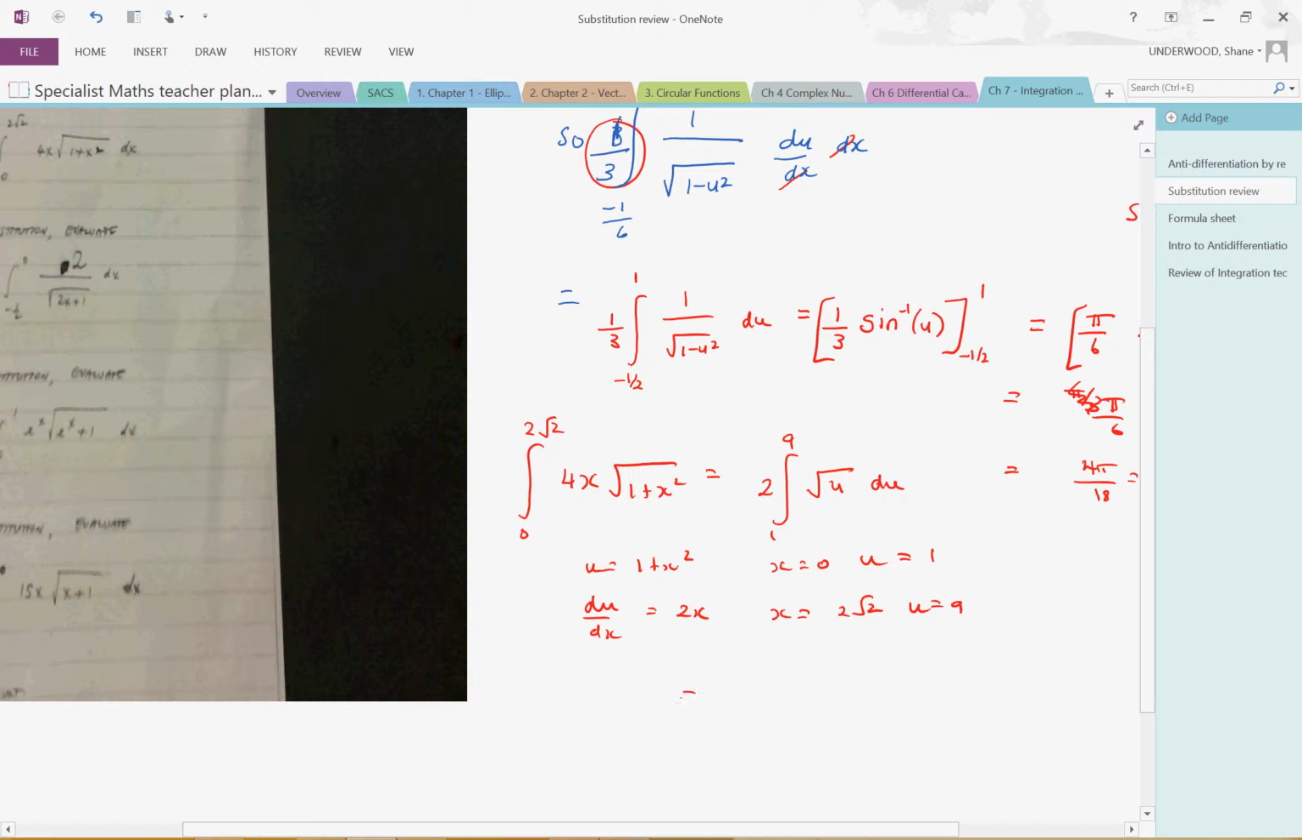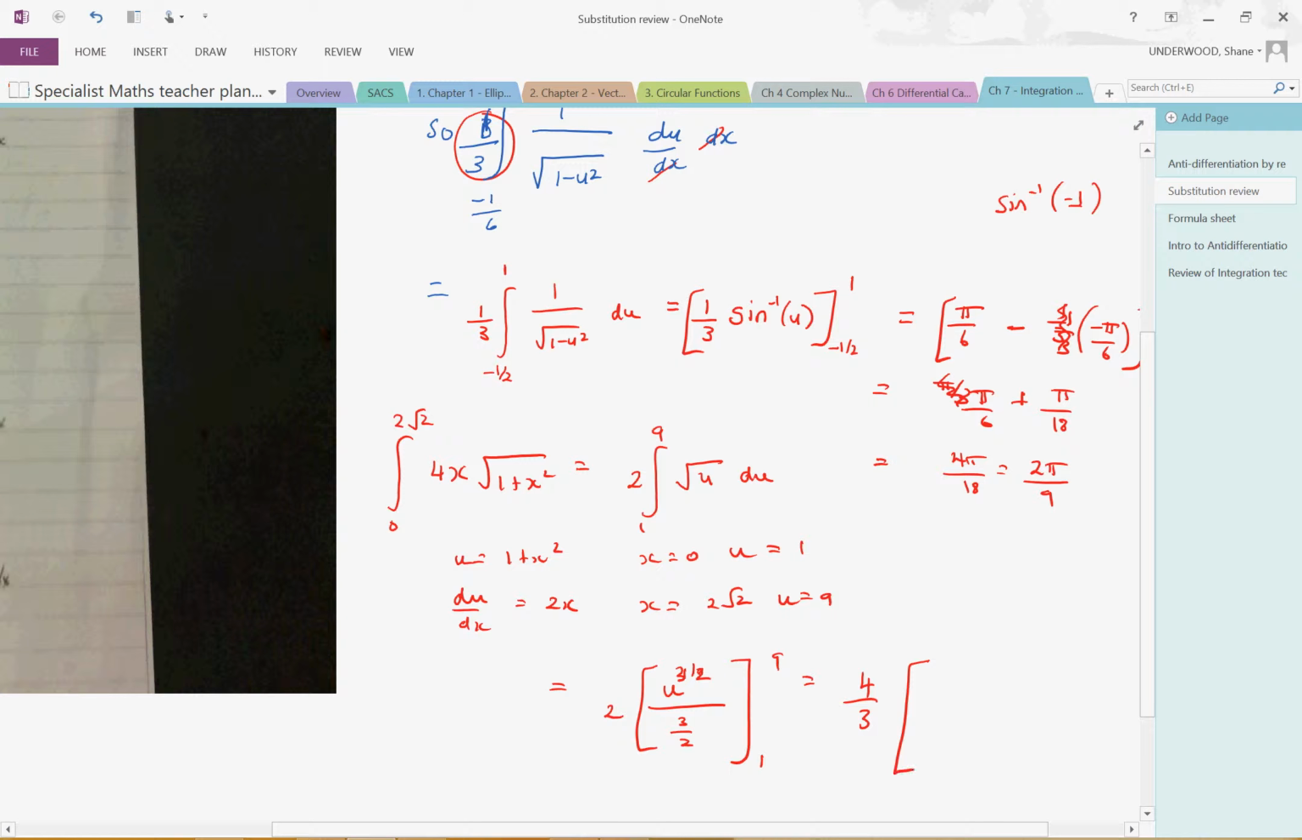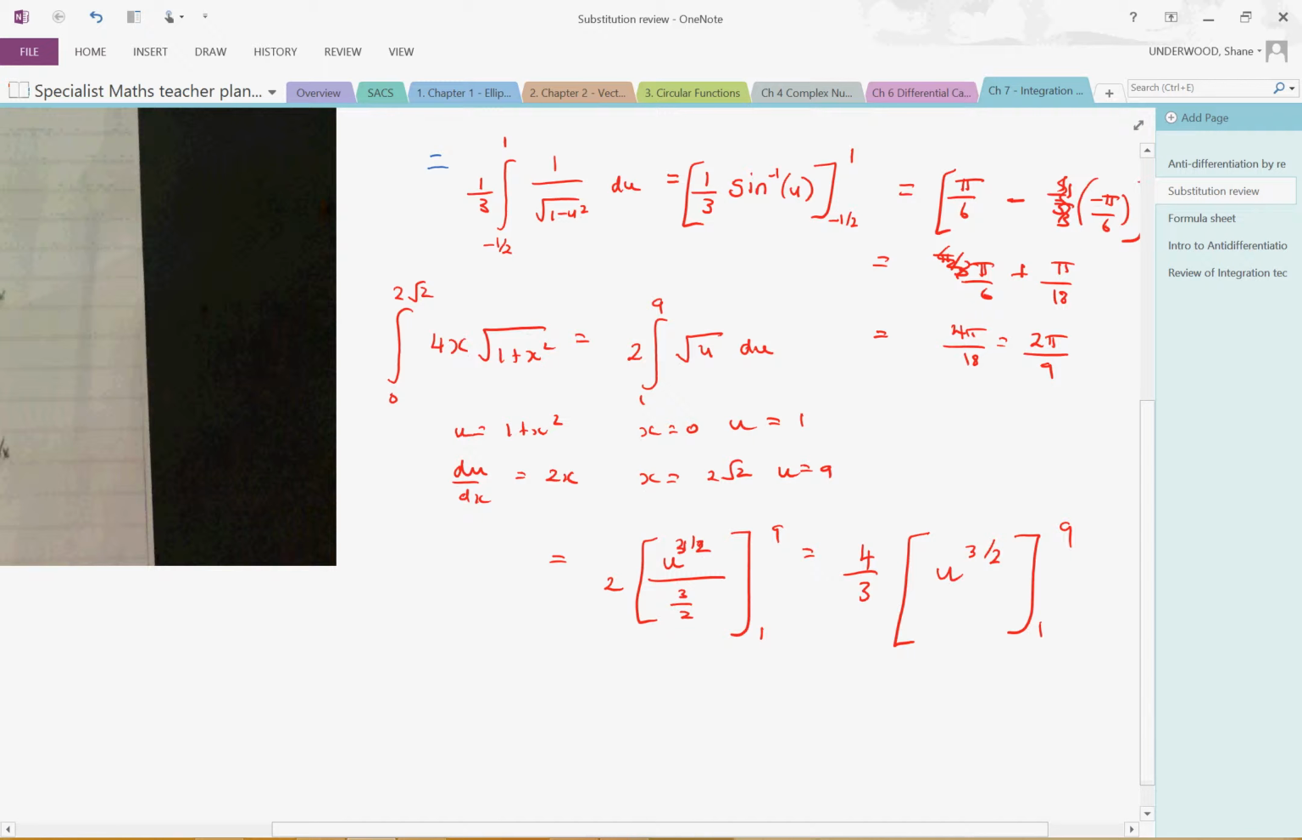So now we're going to just go down. What was your answer for that one? Well, we've got u to the, we have to raise the power by 1, and then we have to divide by that power, like so, which looks a bit ugly, with the 2 out the front, 1 to 9. So therefore that 2 is going to come up, so that's 2 over 3/2, so we're looking at 4/3 as a constant out the front of u to the power of 3 on 2, from 1 to 9. Is that right?